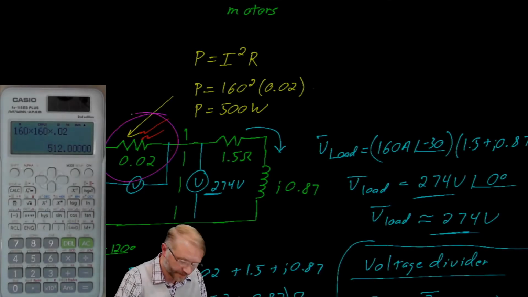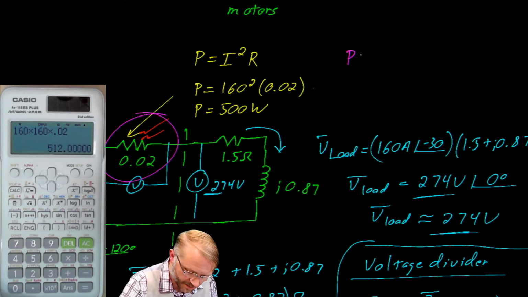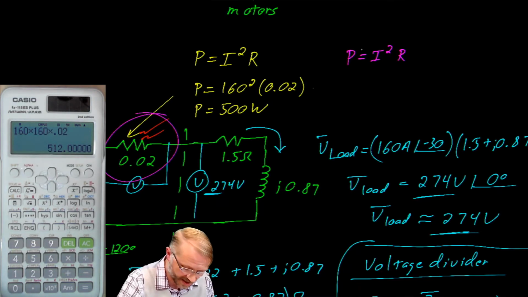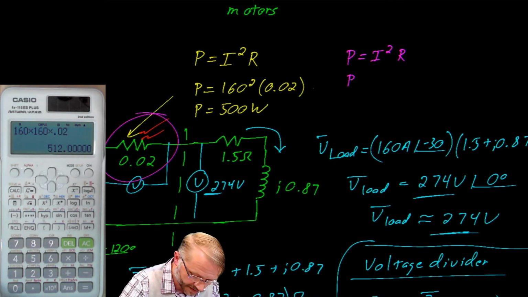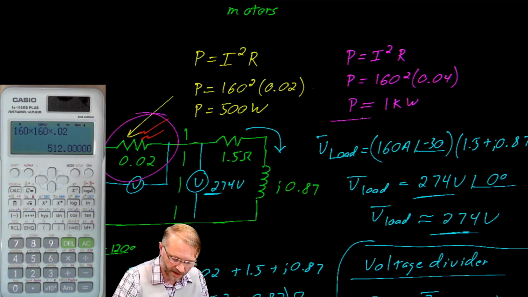What would happen if this resistance doubled? We'd say power is equal to I squared R. For this example, let's assume that the current stays at 160. So power is equal to 160 squared times 0.04. If you run that through your calculator, I think you'll find that we now have 1 kilowatt of loss in that power line.